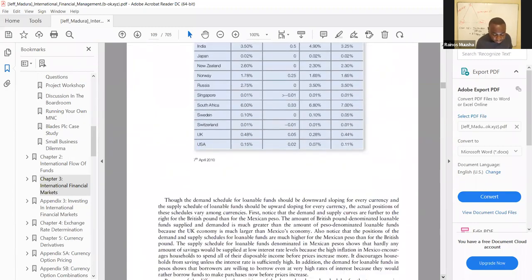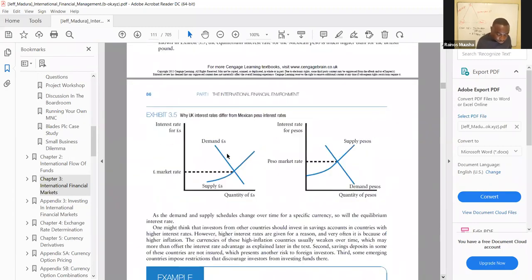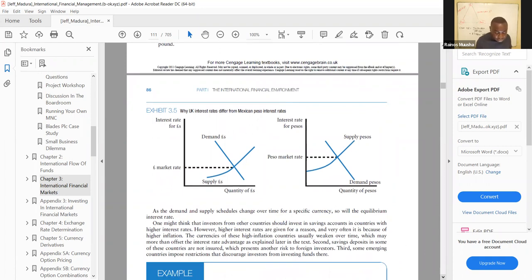So that's why you see that the demand curve is downward sloping when interest rates are changing, which means that when interest rate goes down, the quantity demanded goes up. But at the same time, the supply curve as well, when interest rate goes up, the quantity supplied goes up as well. So that's basically what they're trying to explain when you look at exhibit 3.5.